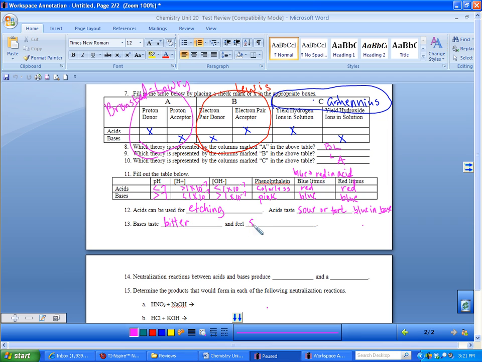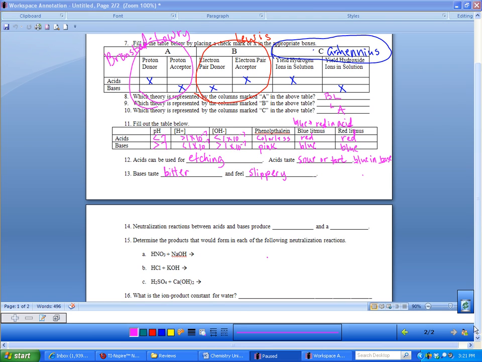Bases will feel slippery. Think about soaps, bars of soap. They feel slippery. Dishwashing liquid feels slippery because they are basic. All right, let's move on.